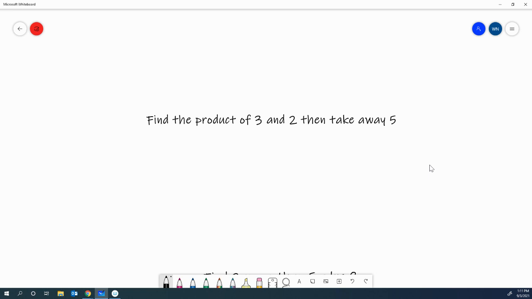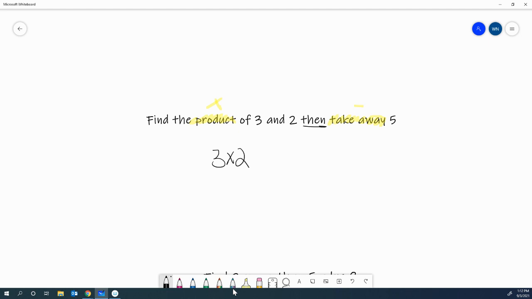Find the product of 3 and 2, then take away 5. A little bit different, a little bit less fun than cookies, but we still don't have to solve it. Let's underline some important words. Product is an important word. We know that product means multiply. And take away means subtracting. So, find the product of 3 and 2.